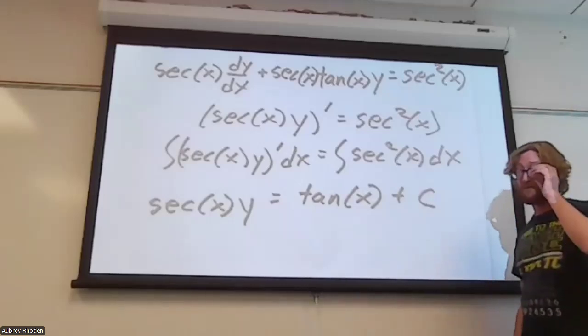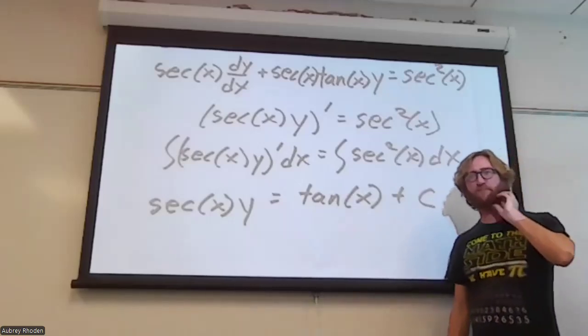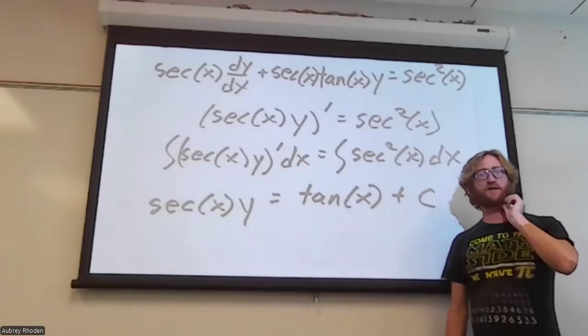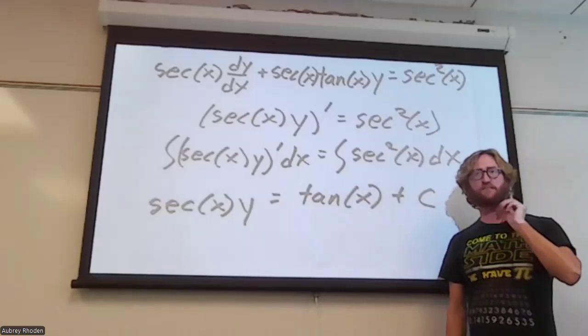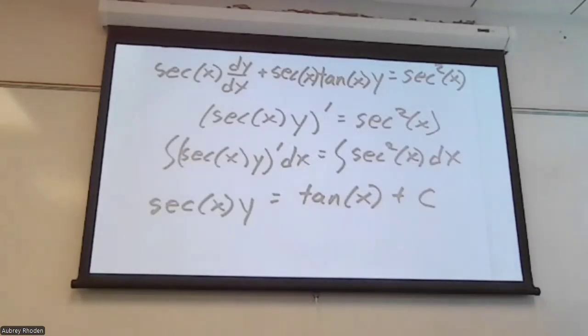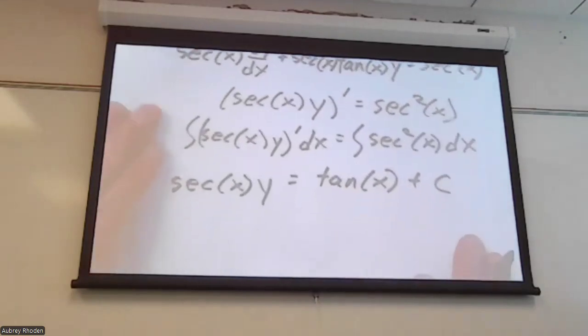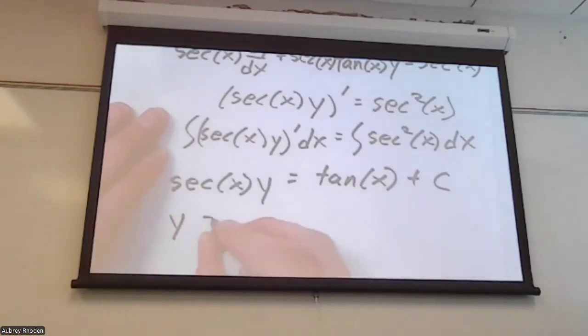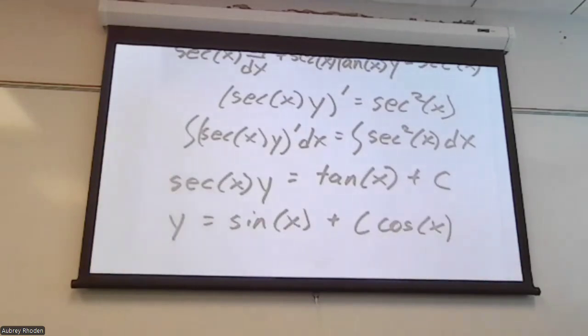Now to simplify this problem, I would not recommend thinking about dividing by secant of x, but how would you get rid of the secant of x on the other side? Multiply everybody by cosine. Now, tangent multiplied by cosine would be sine, and C cosine. And that is the answer.